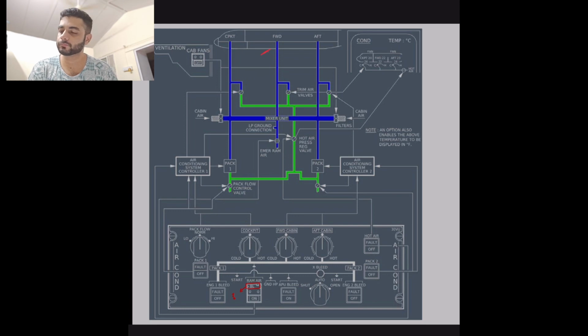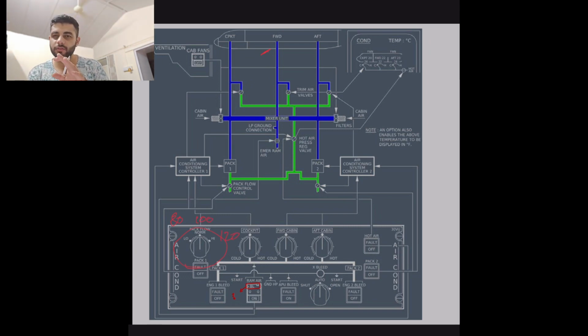Pack flow control valve. The pack flow control valve says low, norm, high. The tricky part in papers is that these guys love their language. In low it will say 80% airflow. So it's 80, 100, 120% of airflow.